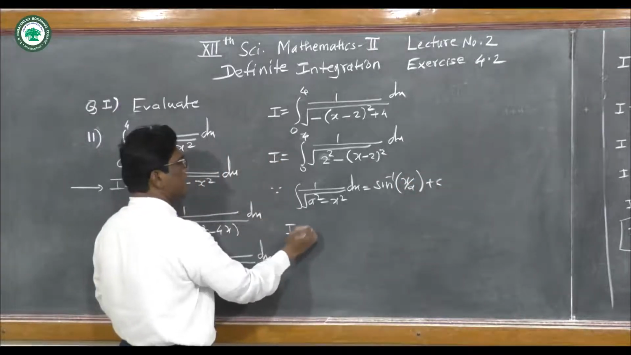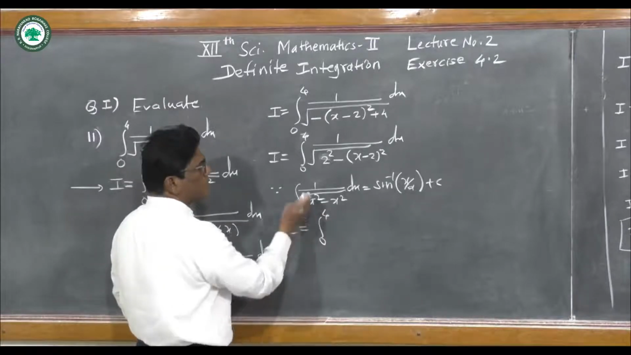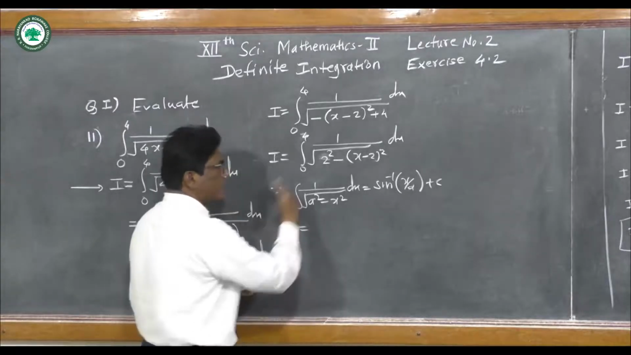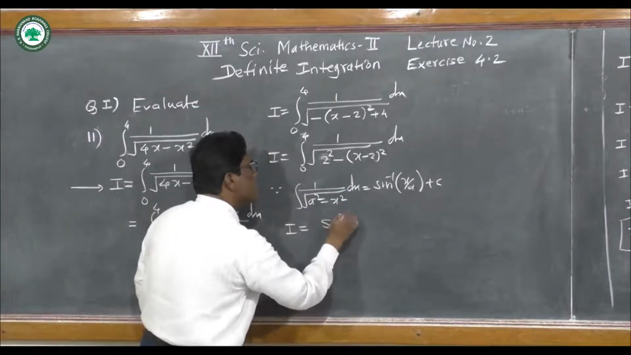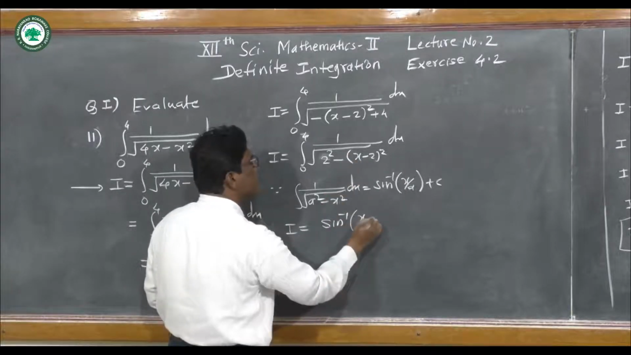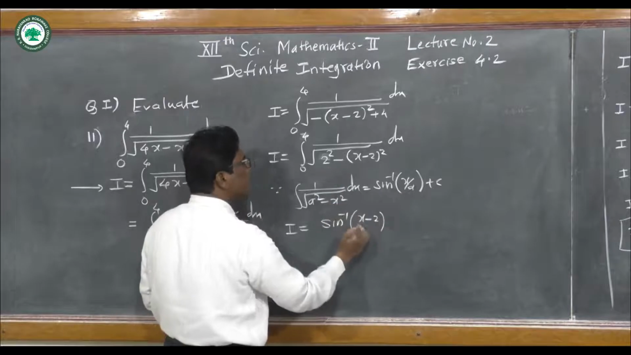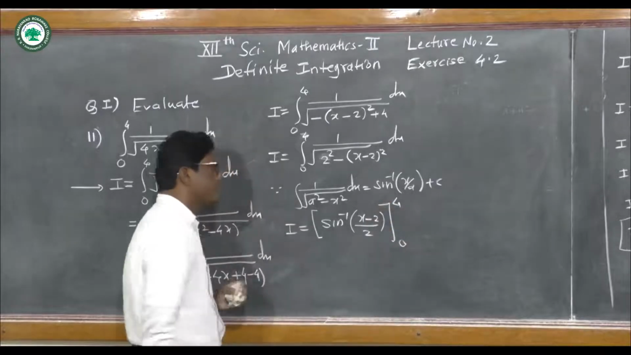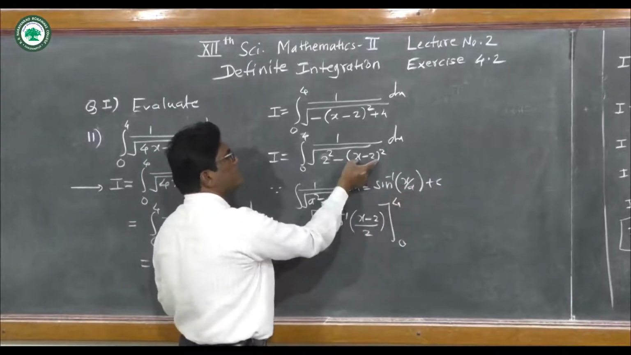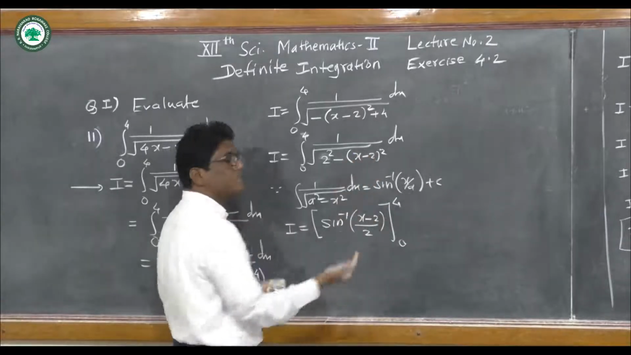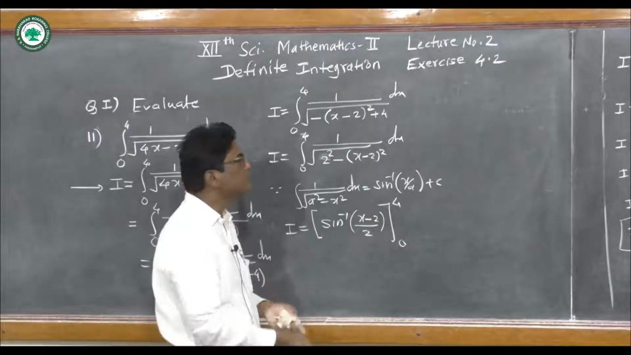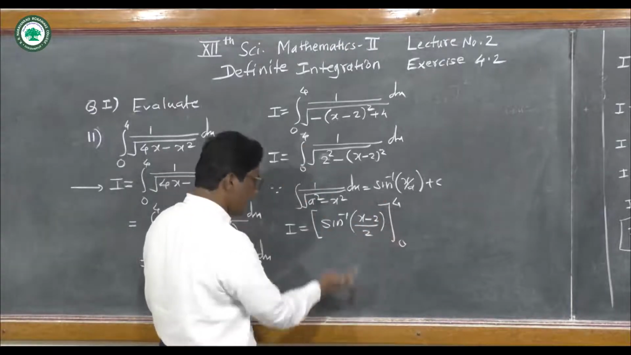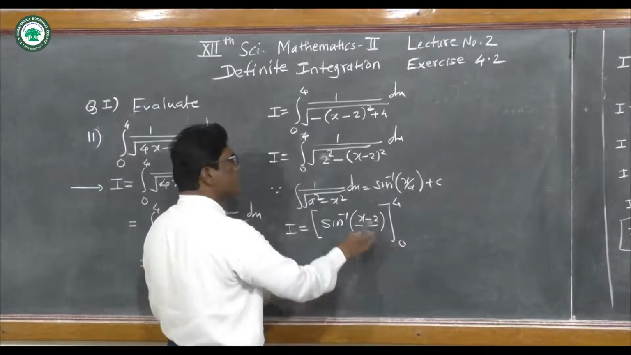And so I is equal to integration 0 to 4, use formula sine inverse of x upon a. Here there is no need to write this, directly we use the formula: sine inverse of, in place of x it is x minus 2, divided by a, here 2, and integration from 0 to 4. Get it? The derivative of x minus 2 is 1, so there is no need to divide by 1. Now in place of x we put the upper limit, minus in place of x put the lower limit.